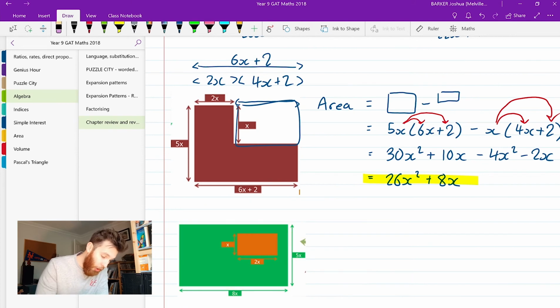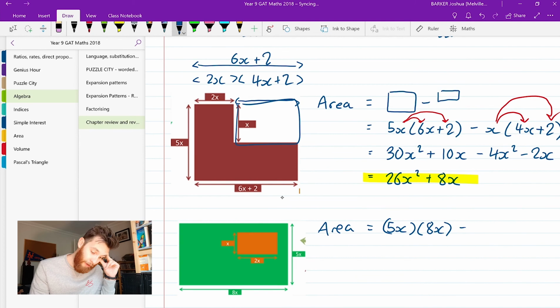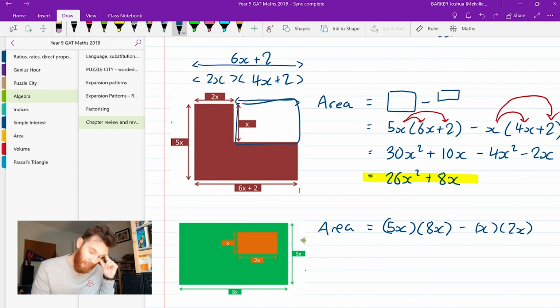But if we take away the area of the orange rectangle that's in the middle just here, it'll just leave us with the area that is green in this rectangle. So take the area of the whole thing, subtract what's orange, and you'll be left with what's green, as the famous expression goes. So area of the whole shape, that has a length of 5x, it has a width of 8x, and we're going to subtract from that the orange area, which has a length of x and a width of 2x. Cool, so you can see already this is going to be a little bit more simple, which I suppose is a good thing.